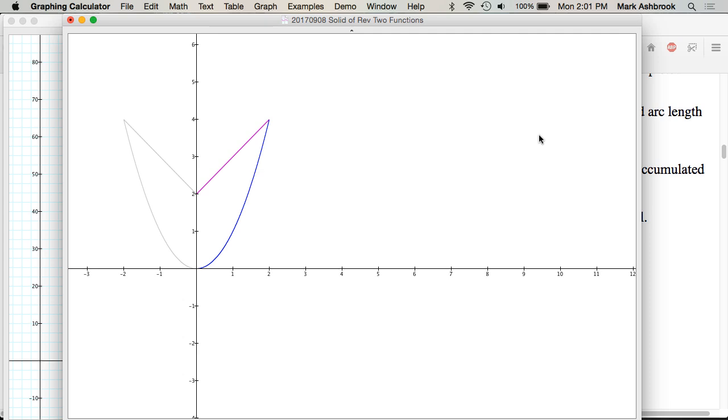Go over this problem. We've got the two functions, x plus 2. I forget which one's that. Is this one f or g? This is f, and this is x plus 2. And this one's g, x squared. We're going to take those two along with x equals 0, the y-axis, to form a region there. We're going to revolve that region around the y-axis.